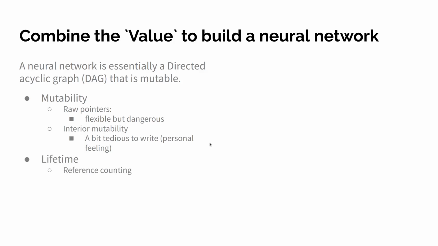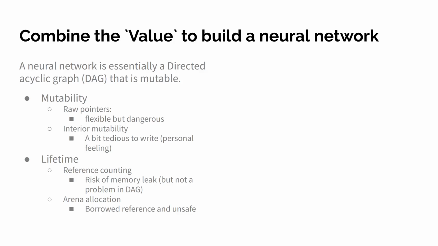Reference counting. This strategy does present a risk of memory leaks if the graph has cycles. However, this won't be a concern for us, as neural networks are typically represented as acyclic graphs. For lifetime management, we can also use arena allocation. This method uses borrowed references and thus may need to use unsafe Rust code.